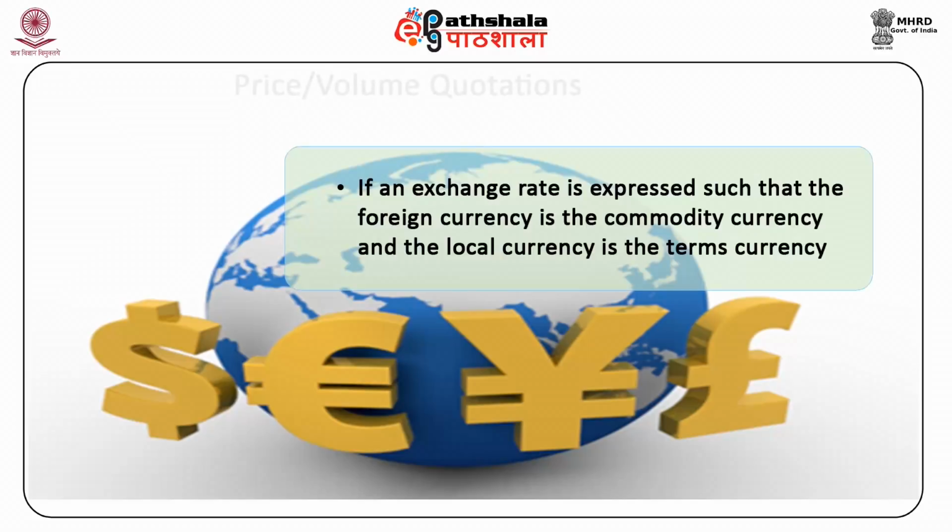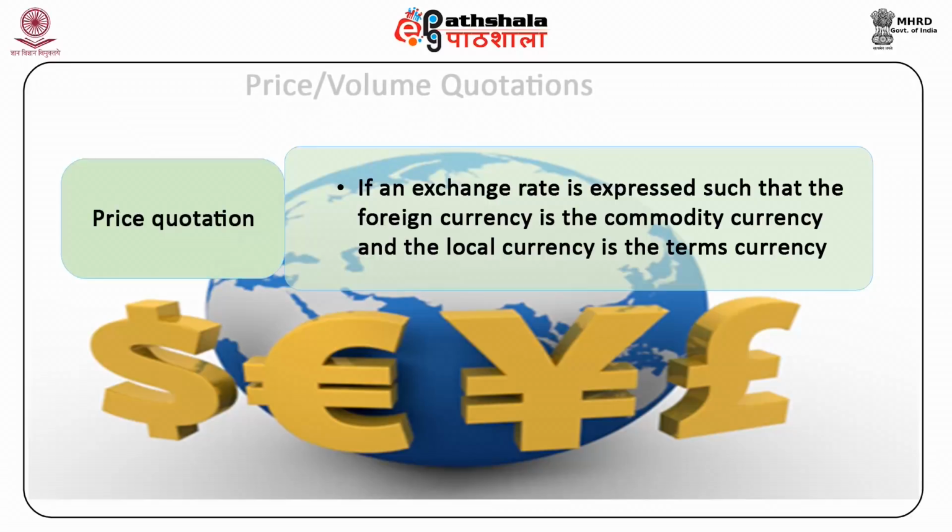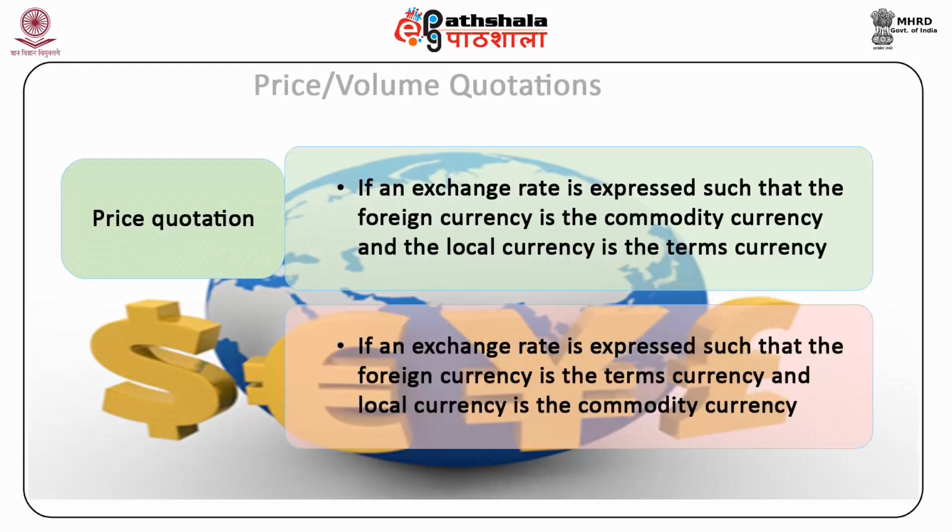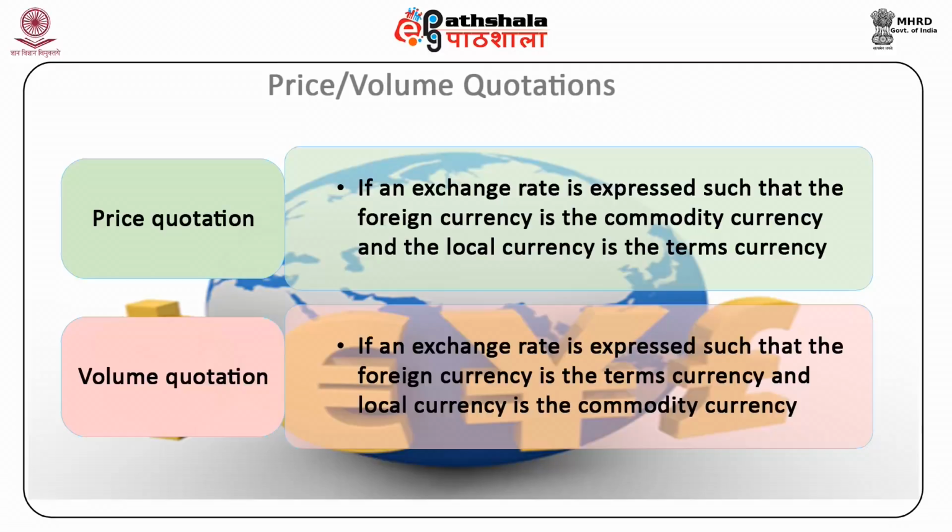If an exchange rate is expressed such that the foreign currency is the commodity currency and the local currency is the terms currency, this is described as a price quotation. In a price quotation, the foreign currency is priced in terms of the local currency. If an exchange rate is expressed such that the foreign currency is the terms currency and the local currency is the commodity currency, this is described as a volume quotation. Under the volume quotation system, the local currency is priced in terms of the foreign currency.